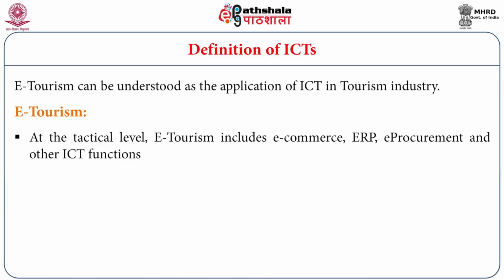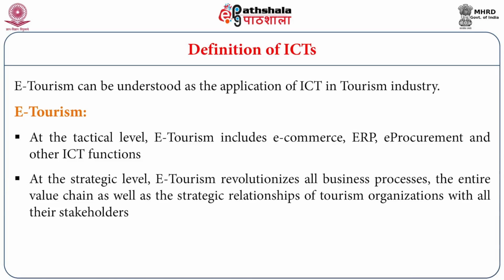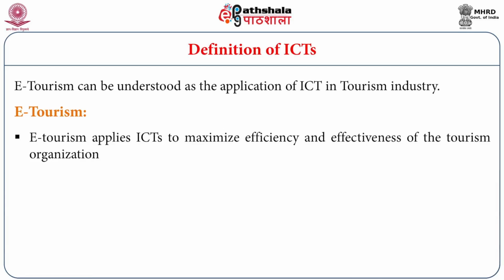Earlier everything used to be done manually. Now you have computers which automate that process, and that's how your efficiency and effectiveness increase. At the tactical level, e-tourism includes e-commerce, ERP, e-procurement and other ICT functions. At the strategic level, e-tourism revolutionizes all business processes, the entire value chain, as well as the strategic relationships of tourism organizations with their stakeholders. E-tourism applies ICTs to maximize the efficiency and effectiveness of tourism organizations.